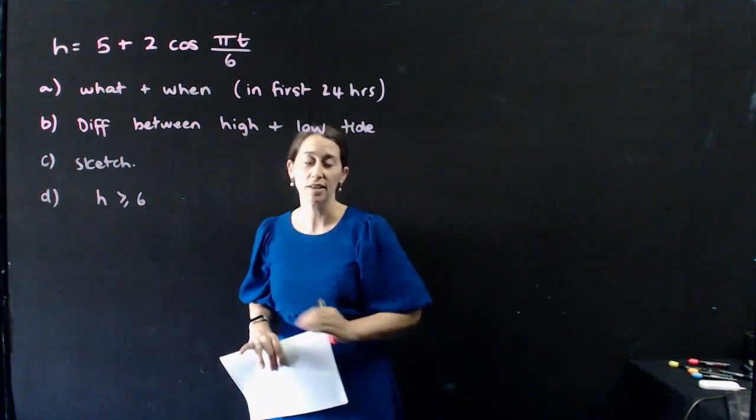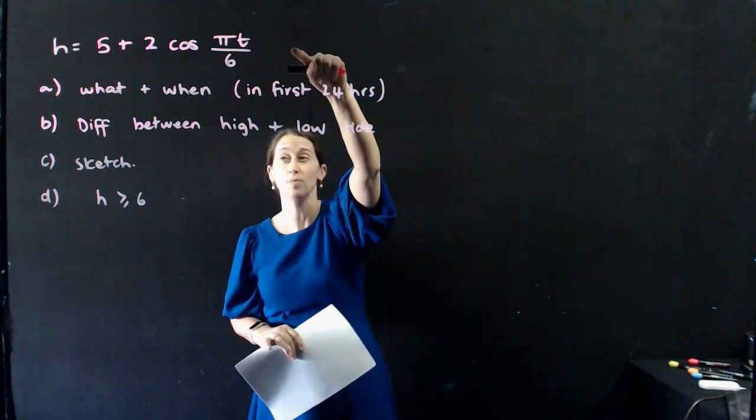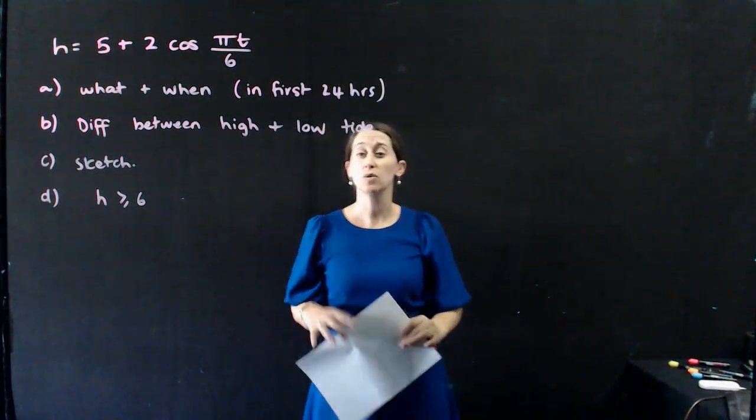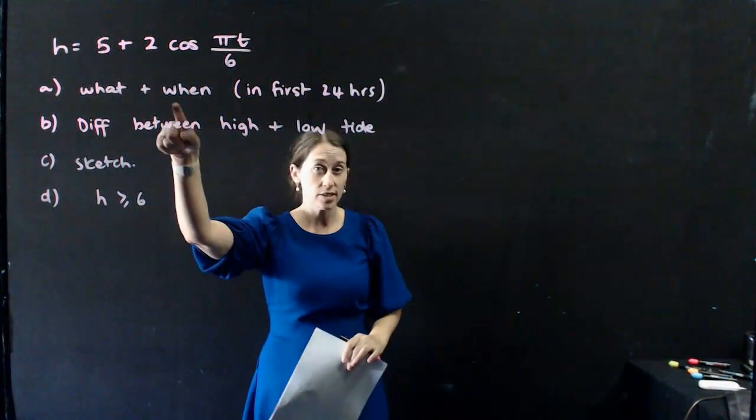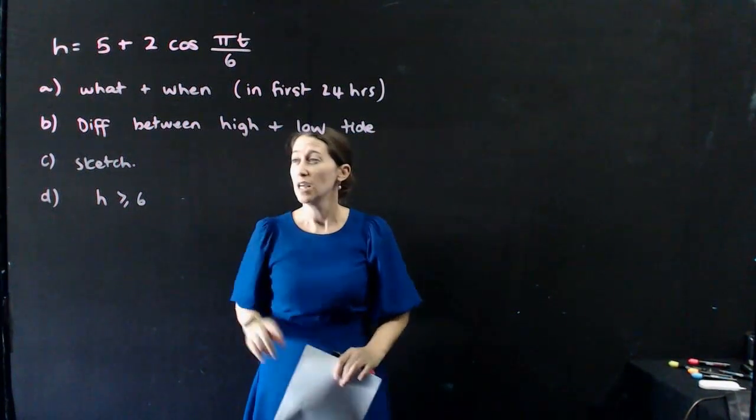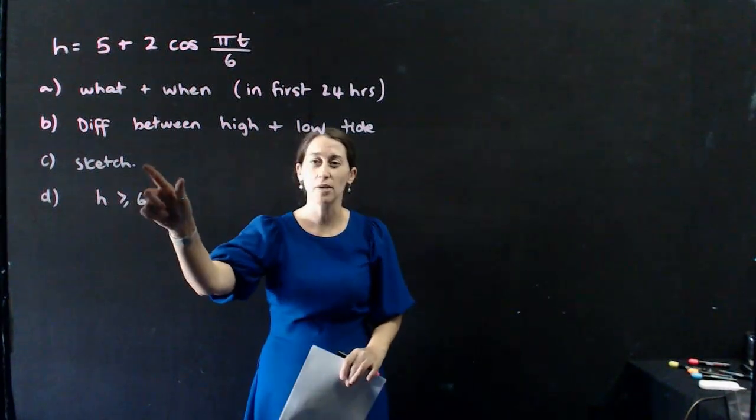The trawler needs to come into the harbour, and the height of the tide is modelled by this equation up here. What we want to know is, first of all, what is high tide? What's the height of high tide, and when does it occur in the first 24 hours? We want to know the difference between high and low tide. We want to sketch the graph. I'll talk about that in a moment.